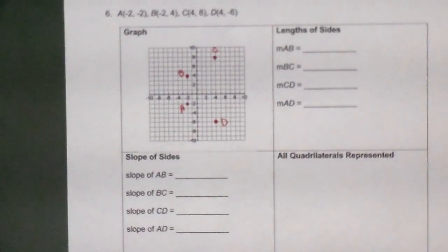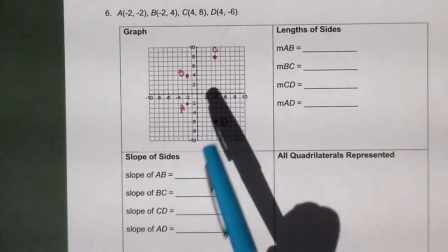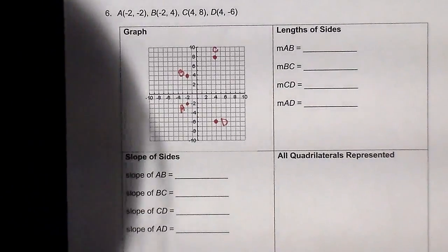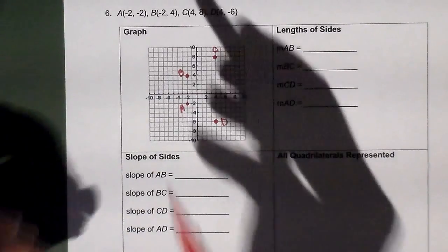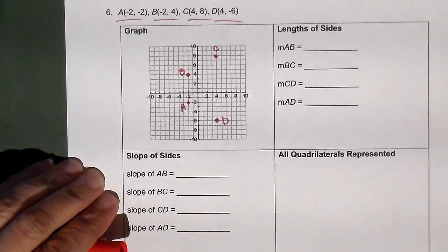All right, this is one of the fun ones we did today in class. We're going to look at this figure, number 6, and determine what number 6 represents. I've already plotted the 4 points. You're given A, B, C, and D, and I want to know what kind of quadrilateral this is.